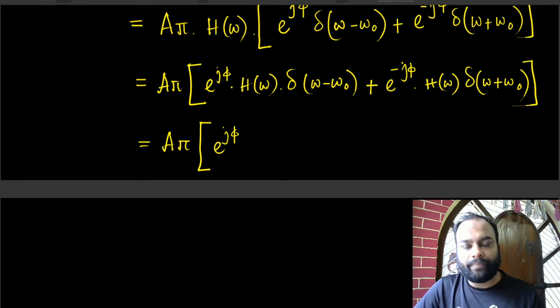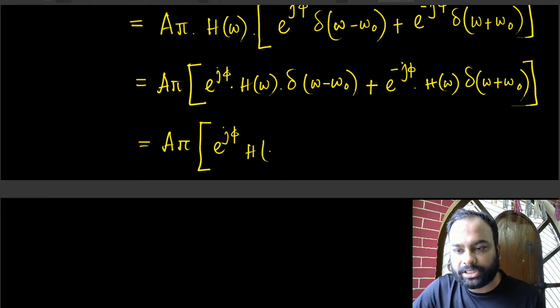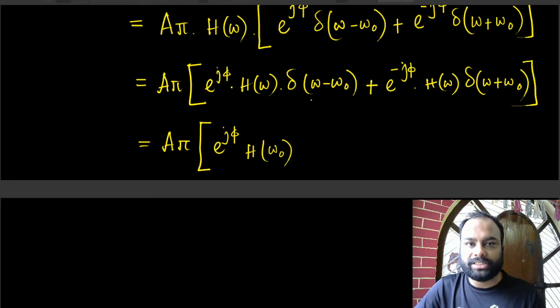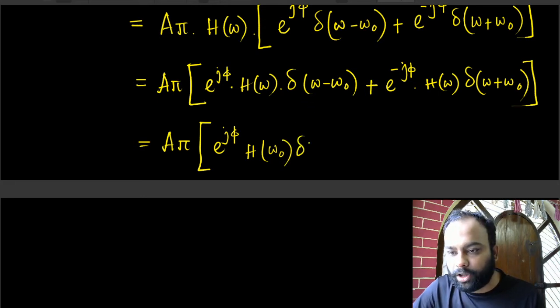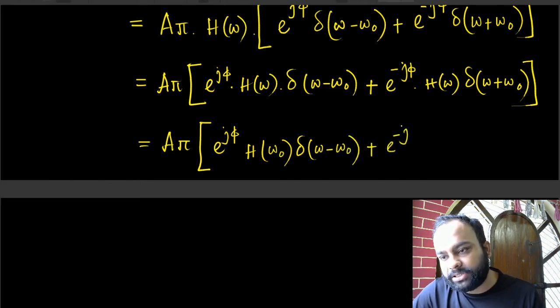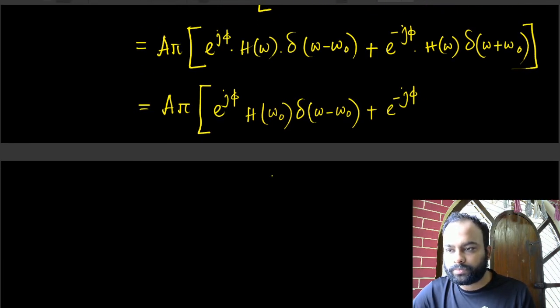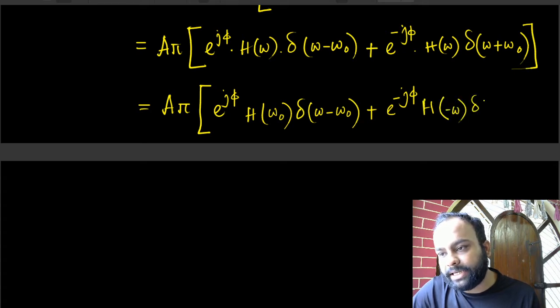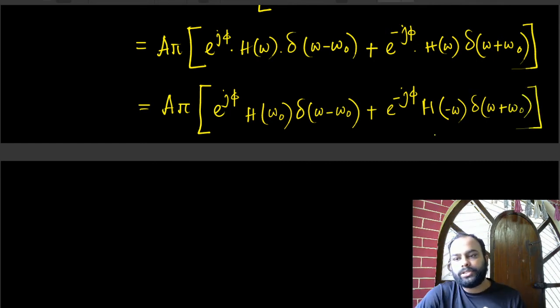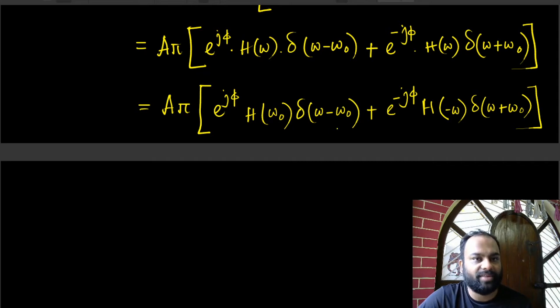So instead of H omega, I would write H omega naught, because this is being replaced by that constant quantity because of this multiplication with delta. And I have e to the power minus j phi, and here I would have minus omega. So I would have H of minus omega and delta omega plus omega naught. All right. So we have this expression here.